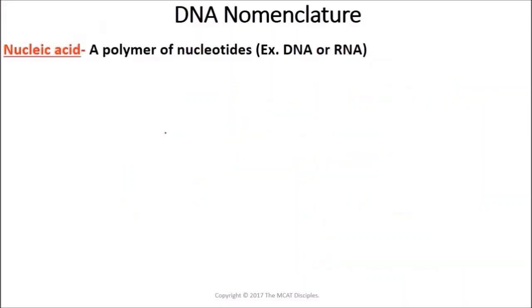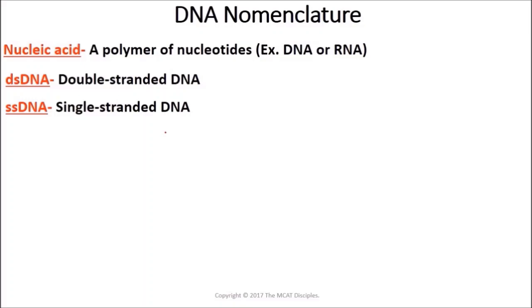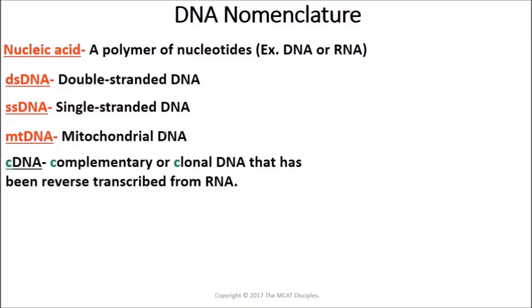All right, so some more nomenclature that you should know, just in case you run into it within a passage. A nucleic acid is just a polymer of nucleotides, i.e. DNA or RNA. dsDNA is double-stranded DNA. Single-stranded DNA, self-explanatory. mtDNA is mitochondrial DNA. cDNA is complementary or clonal DNA that has been reverse transcribed from RNA. We haven't talked about that, but reverse transcription is just RNA to DNA, so going back towards DNA from RNA. That's reverse transcription. And if you get DNA from that, you call that DNA cDNA.